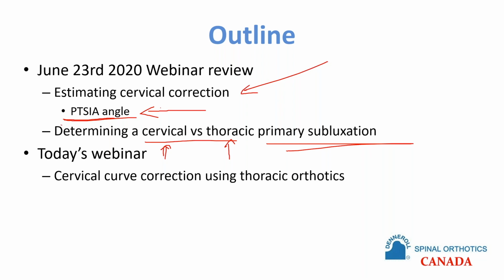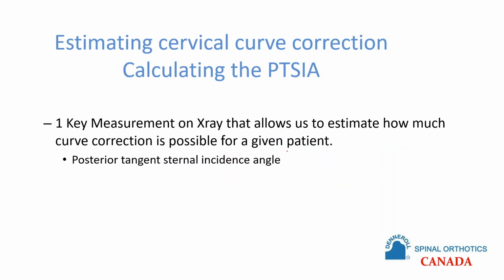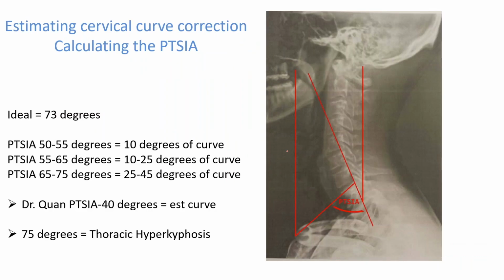You can get amazing cervical curve results when you're choosing that proper orthotic product for the patient at home, okay? So let's just go back last time through the pizza angle calculation, because I know it's complicated, but it is very valuable to use in practice. So if you guys remember this slide, this is how you calculate or estimate how much curve is appropriate for a patient. So it's called the posterior tangent sternal incident angle. So posterior tangent sternal incidence angle.